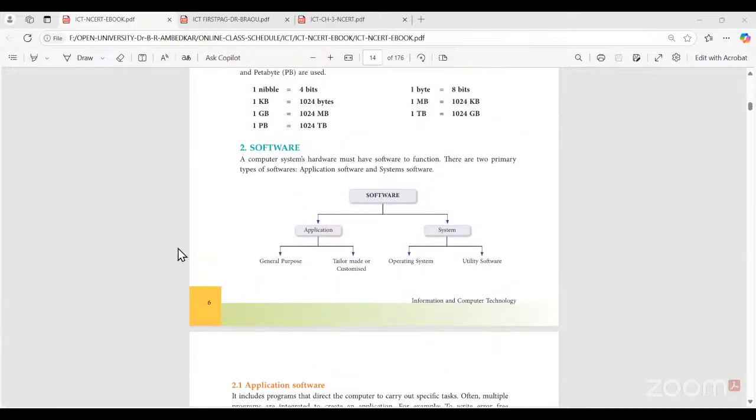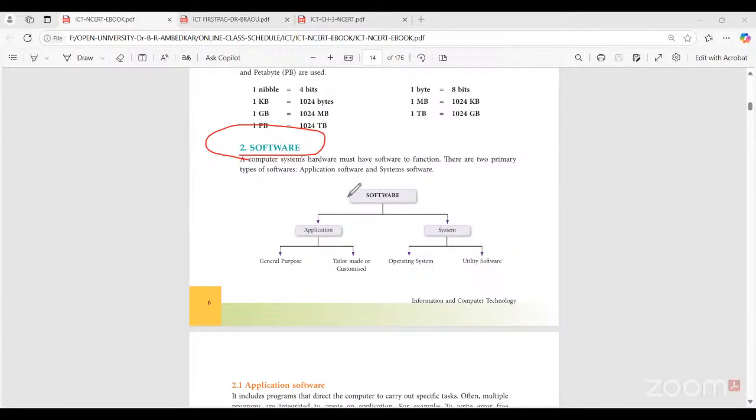Now coming to software. Software is not a physical component. Hardware, as we understood, is a physical component that we can touch and feel. But software is not a physical component. It is a logical component, so we can't touch and feel it. We may feel it with our senses, but it is not exactly that.